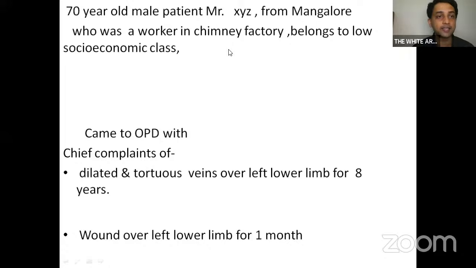Okay, so the extent of the edema is also important, and then they can come with some complications like ulcer, bleeding, pigmentation, and other things. We will discuss. Okay, next slide, please.